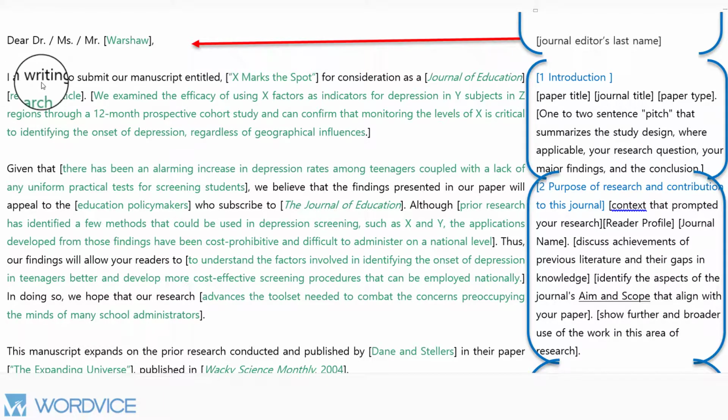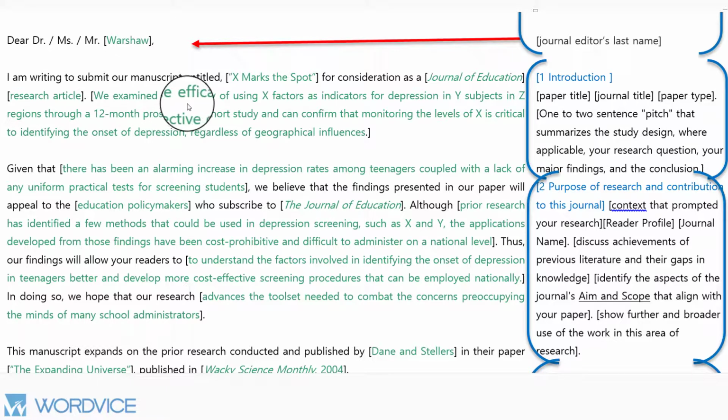Again, on the left-hand side in the black is your template language, so you can include this regardless of the content of your study. I am writing to submit our manuscript entitled X Marks the Spot for consideration as a Journal of Education research article. The Journal of Education is the name of this journal, and the type of article is a research article. Now, in the section that follows here, it's only a hypothetical of your study, but you can use this as an example for what you might write about your own study.